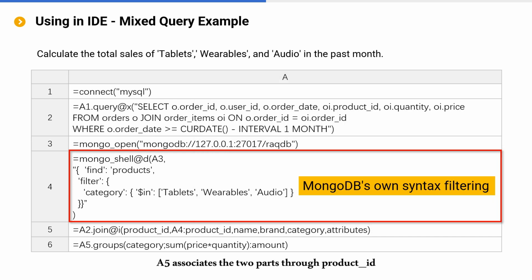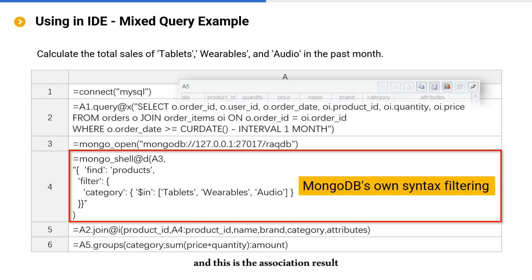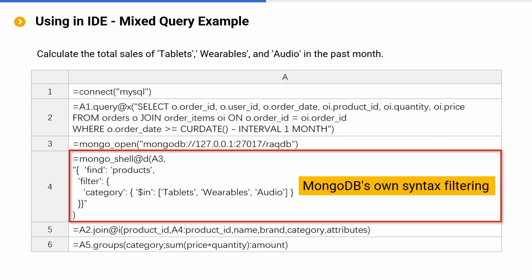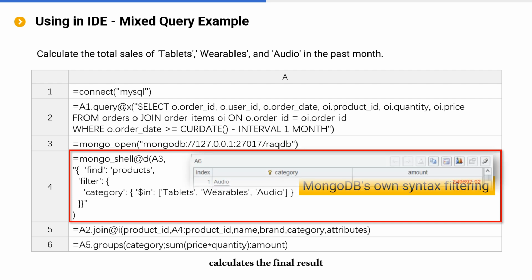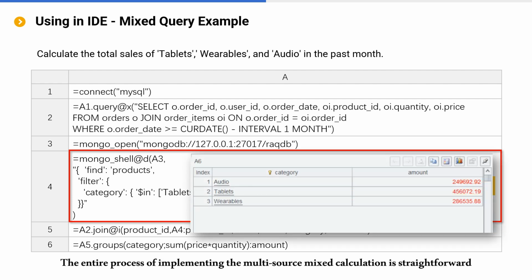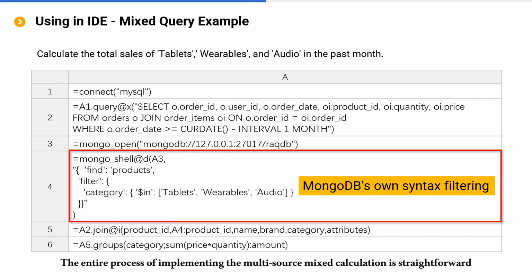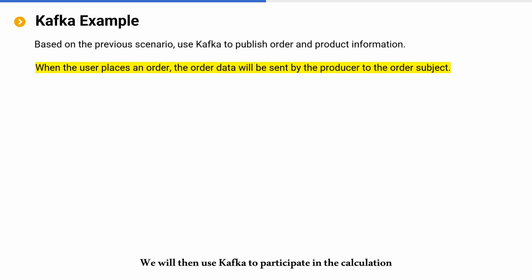A5 associates the two parts through product ID, and this is the association result. A6 summarizes the order amount by product type and calculates the final result. The entire process of implementing the multi-source mixed calculation is straightforward. We will then use Kafka to participate in the calculation.